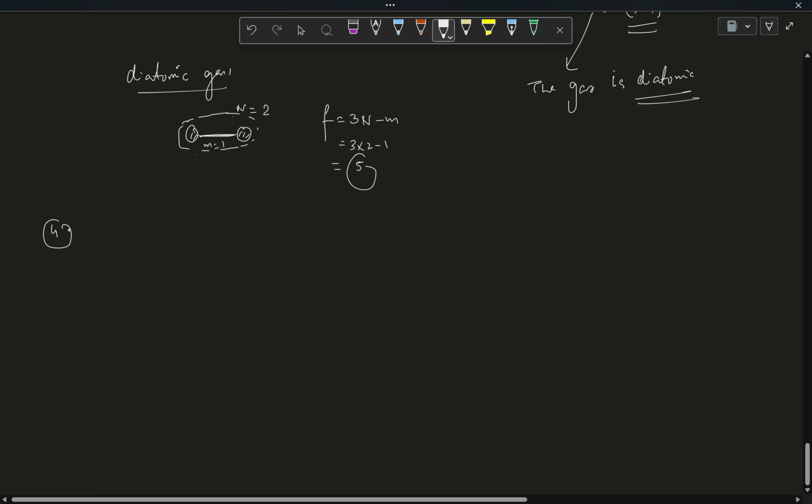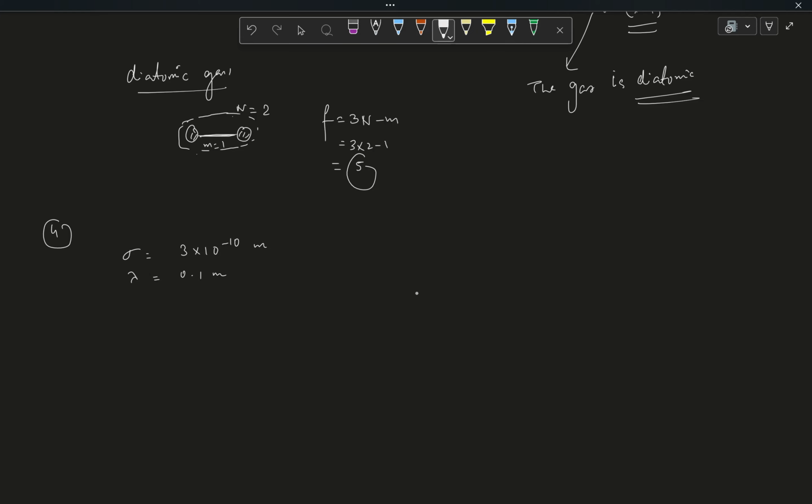Let me write down the quantities. First of all, the molecular diameter of air is 3 into 10 to the power of minus 10 meter. And your lambda, the mean free path, is given as 0.1 meter. Then you have to calculate the pressure to which the vessel has to be evacuated. You know that the formula for the mean free path lambda is simply 1 by root over 2 pi sigma squared n, right? So from here you will get n, because all other quantities are known to you in the question.